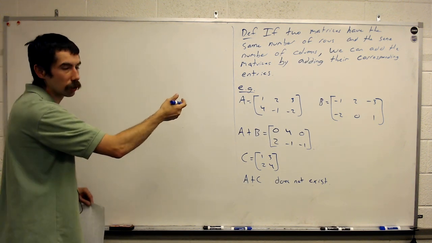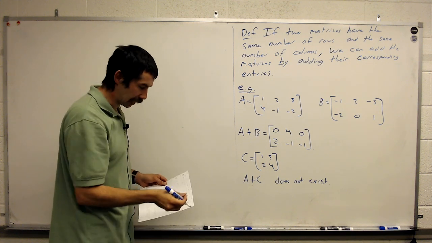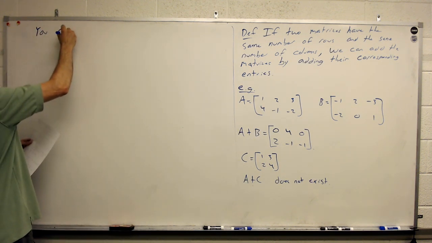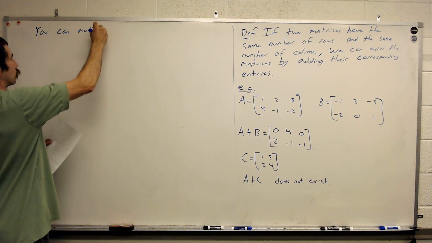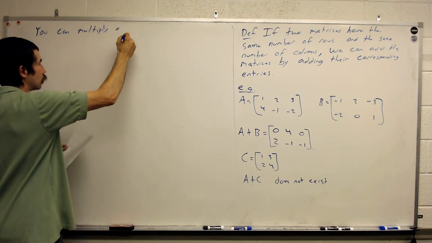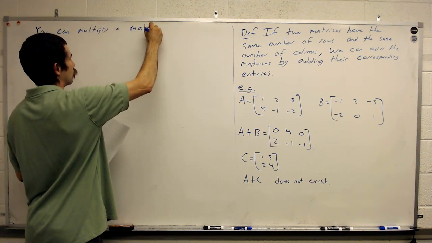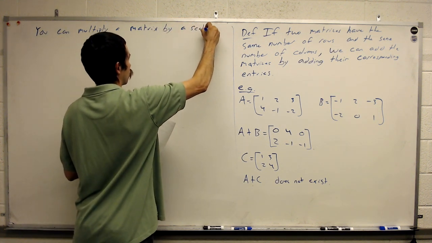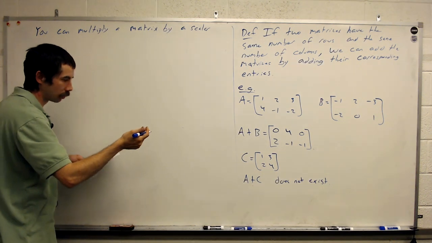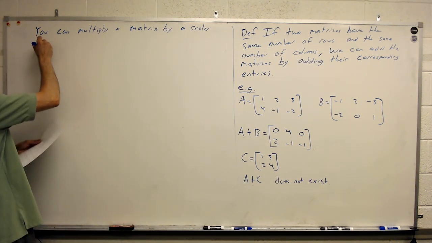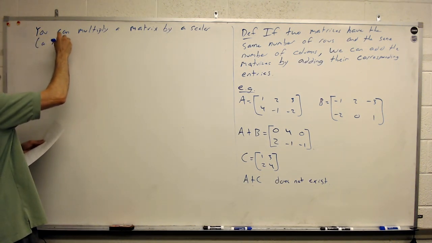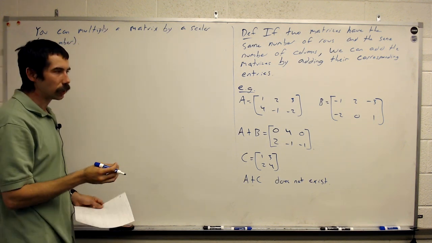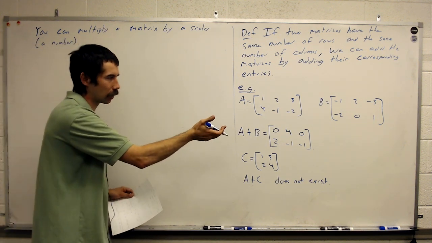We could also multiply a matrix by a scalar. Okay, what is a scalar? It's just a number. All right, and this will give us a new matrix, and it doesn't matter what size we start off with.